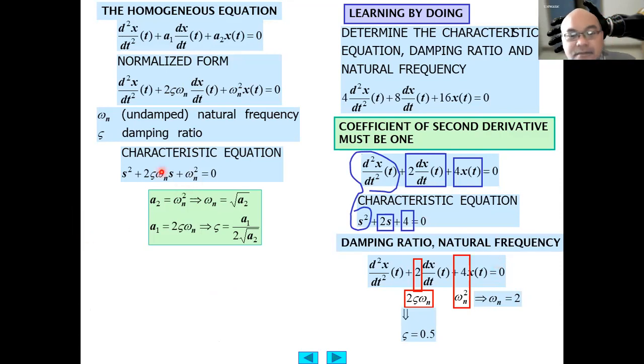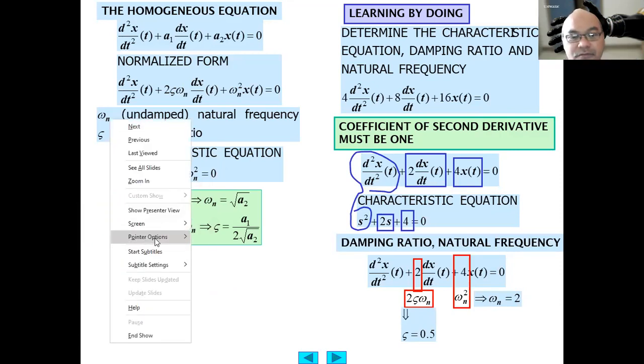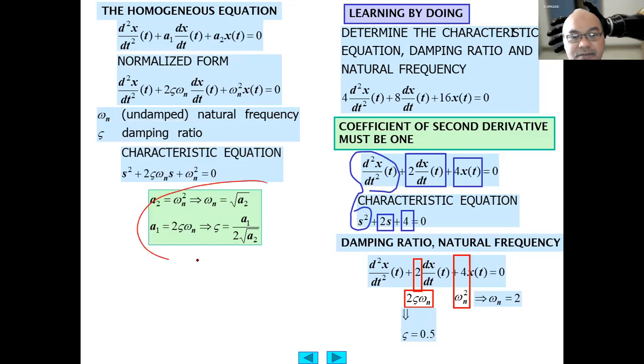So this is the important formula we need to pay attention to, to solve the response of the second order circuit, as long as we have made the equation into the standard characteristic equation, which means that the coefficient of the second derivative term must be made into 1.